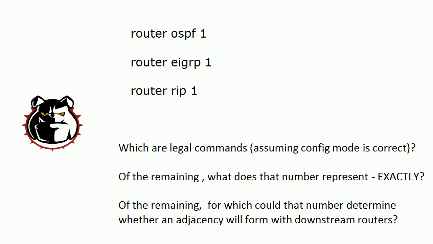So a little extra info there, but again, going over these answers, the OSPF and EIGRP commands were legal. With RIP, you're never going to have a number there because we don't even have adjacencies in RIP. Now, of the remaining, which are OSPF and EIGRP, with OSPF, that's the process ID. With EIGRP, it's the AS number. And as far as the adjacency goes, in EIGRP, potential neighbors must agree on the autonomous system number, but potential OSPF neighbors do not have to agree on the process ID.